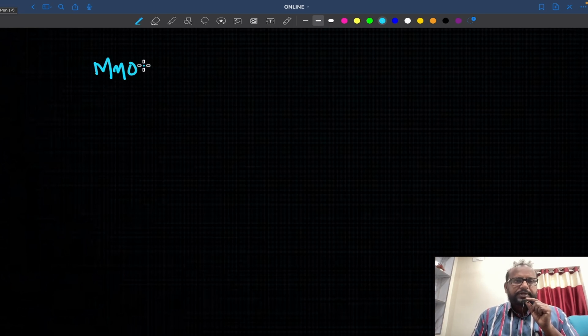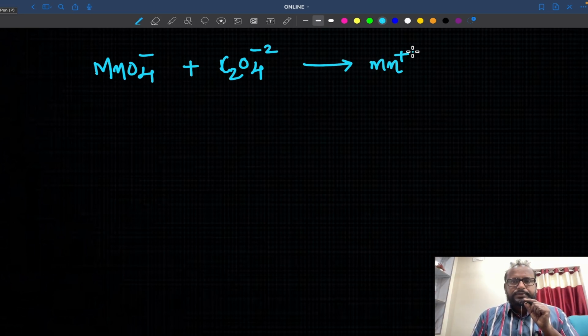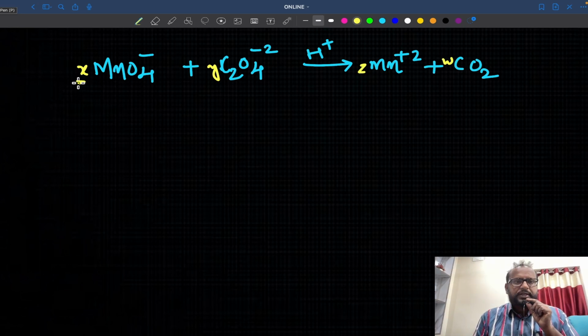The first reaction of mine is MnO4 minus reacts with C2O4 2 minus, gives us Mn 2 plus plus CO2. So this reaction needs to be balanced in an acidic medium, right? Simple reaction है, इसको balance करना है. In exam, you will be given X here, Y here, Z here, W here. You are asked what is X, what is Y, what is Z, what is W. So simple, if you balance this reaction properly, you can answer the question easily.